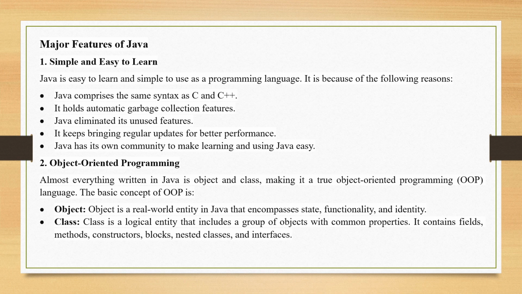The basic concepts of OOPs. First one is object. It is a real-world entity in Java that encompasses state, functionality, and identity. Class is said to be a logical entity that includes the group of objects with common properties.